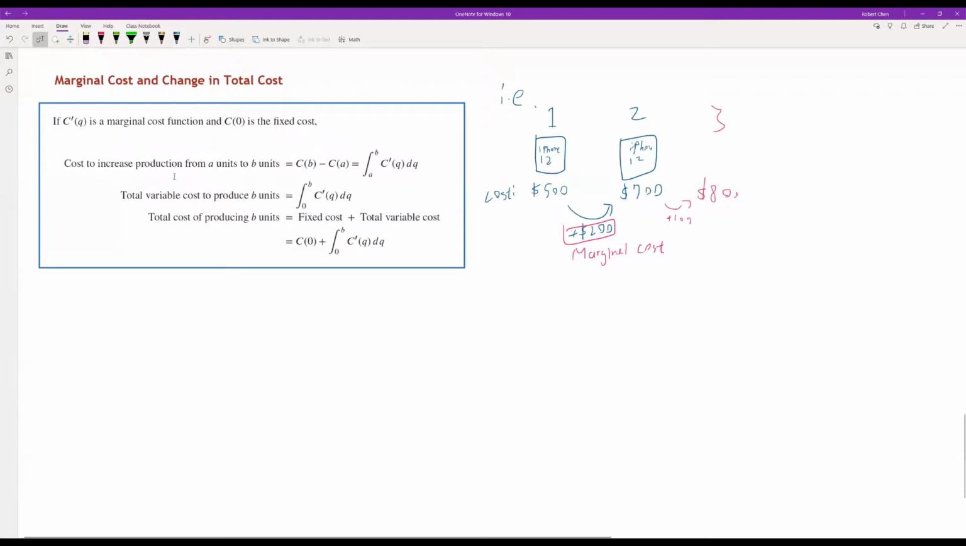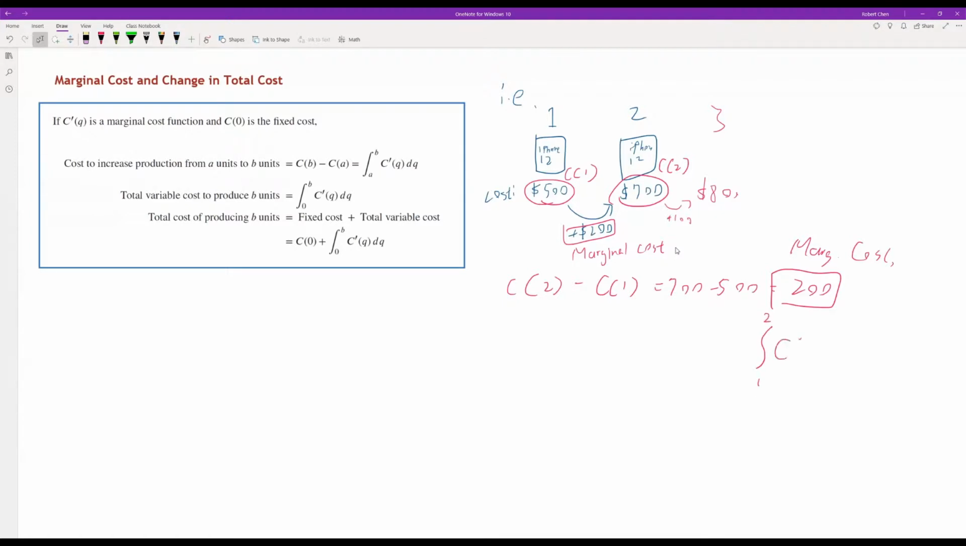And the cost to increase production from A units to B units is C of B minus C of A, right? So in this case, 700 will be the cost of 2 iPhones, and 500 will be the cost of 1 iPhone. C of 2 minus C of 1 is 700 minus 500, which is 200, and that's your marginal cost, which can be found by taking the integral from 1 to 2 of C prime of Q dQ.